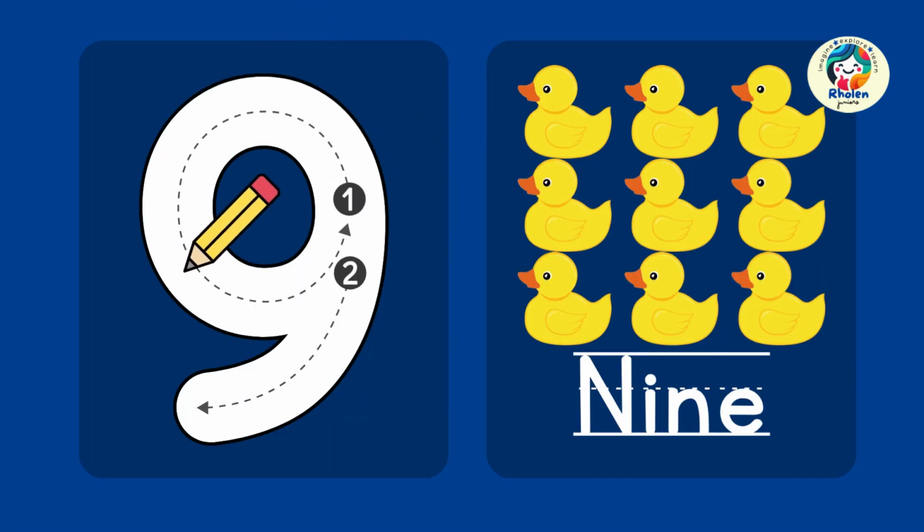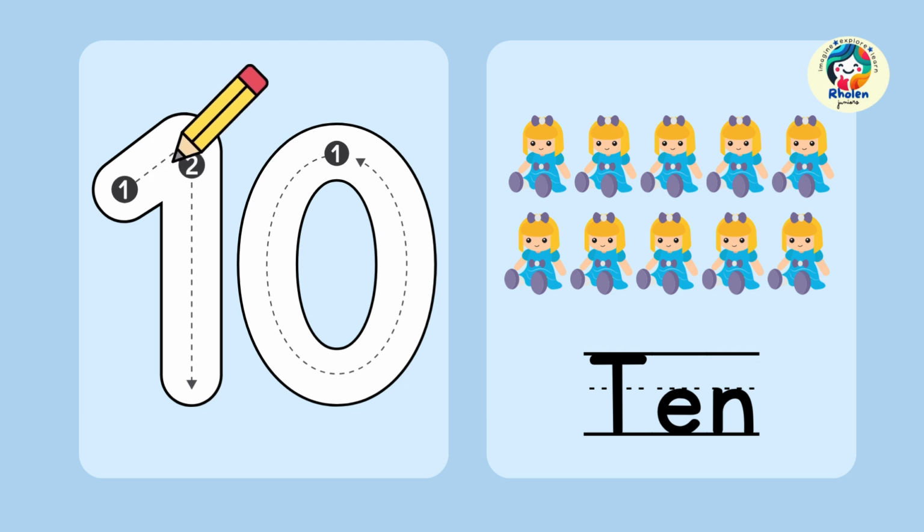Number 9. Make a circle, straight line down. Looking fine, that's number 9. Number 10. A straight line tall.